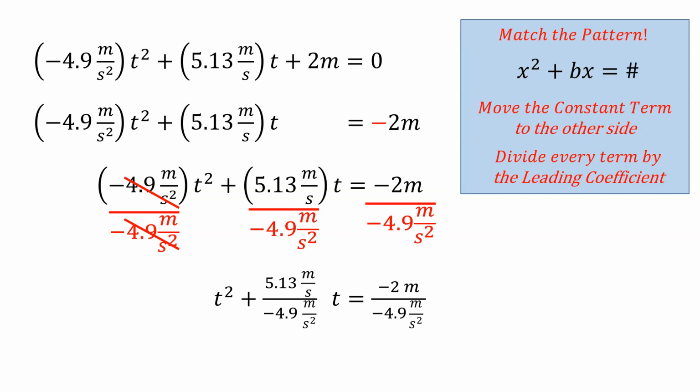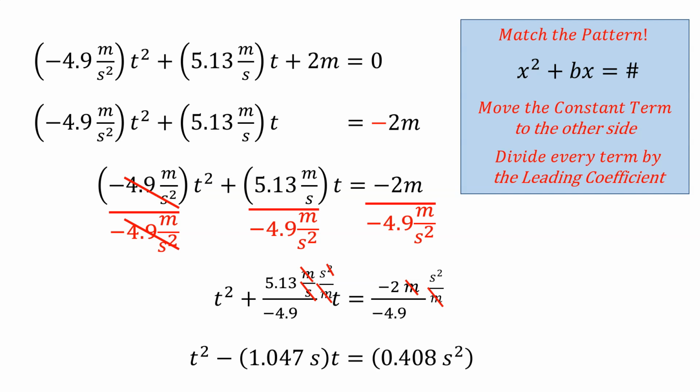Let's combine the units. This is the same as dividing fractions, so we're going to multiply by the reciprocal. First, we bring up the units from the denominator, but when we do that, we have to flip them. The meters cancel, and in the second term on the left-hand side, one of the seconds cancels as well. Calculating the values, we get t squared minus 1.047 seconds times t equals 0.408 seconds squared.